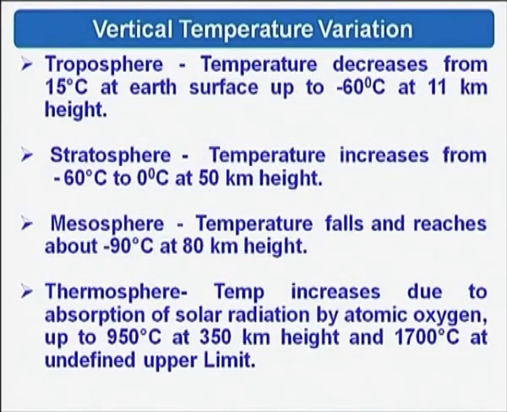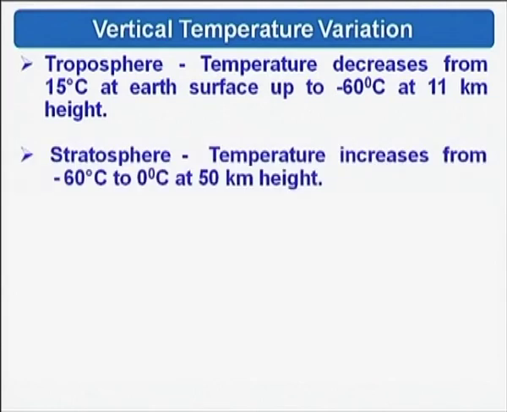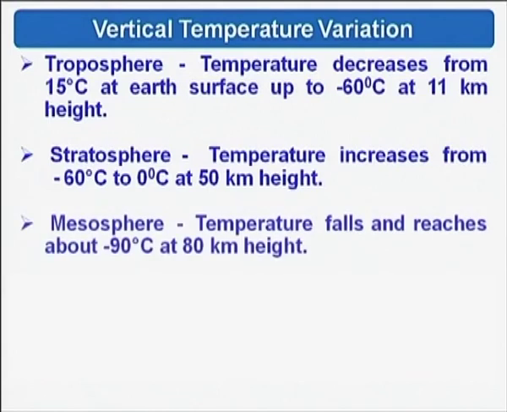The next is the vertical temperature variation. It varies according to the layers of the atmosphere. The first is the troposphere. Temperature decreases from 15 degrees centigrade at Earth's surface to minus 60 degrees centigrade at 11 kilometer height, while in the stratosphere the temperature increases from minus 60 degrees centigrade to 0 degrees centigrade at 50 kilometer height, while in the mesosphere the temperature falls and reaches about minus 90 degrees centigrade at 80 kilometer height.